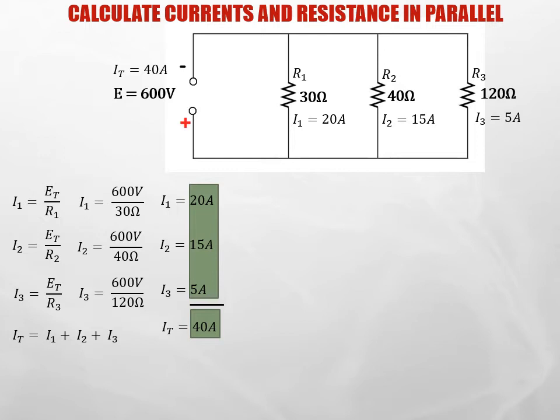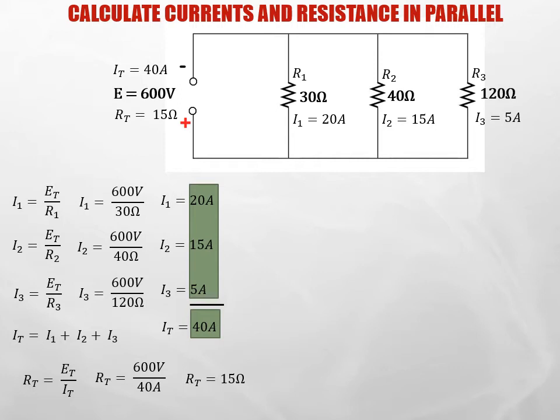Now that we have IT, we can use basic Ohm's law of ET over IT to give us our total resistance. If we divide 600 by 40 amps, we'll end up at 15 ohms. Knowing that the total resistance must be less than any individual branch resistance, this seems plausible because 15 ohms is less than any of the individual branches, 30, 40, and 120.